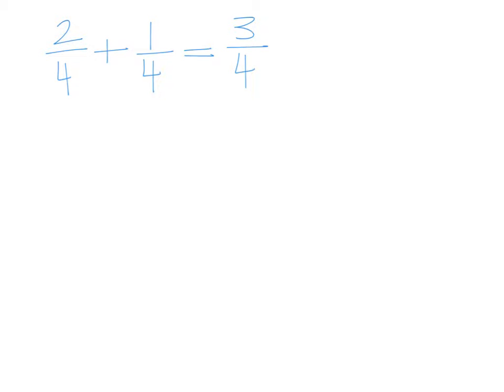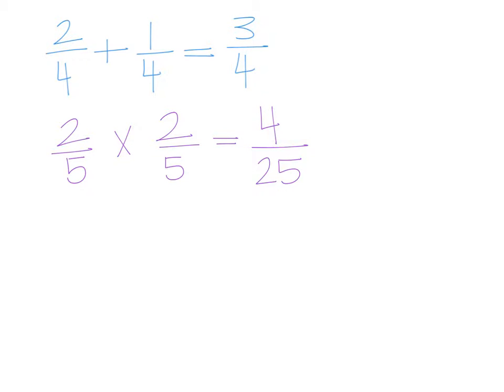Now, whenever you multiply fractions, that's a little different. So let's look at the one on the board or on your notes. I have 2/5 times 2/5. In order to get your answer, all you do is multiply the top, 2 times 2, which is 4. And then you multiply the bottom, 5 times 5 equals 25. So that is your answer when you multiply fractions.